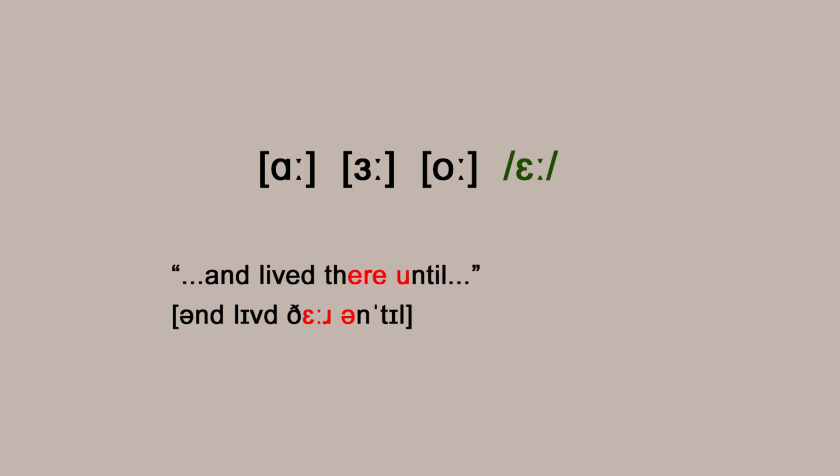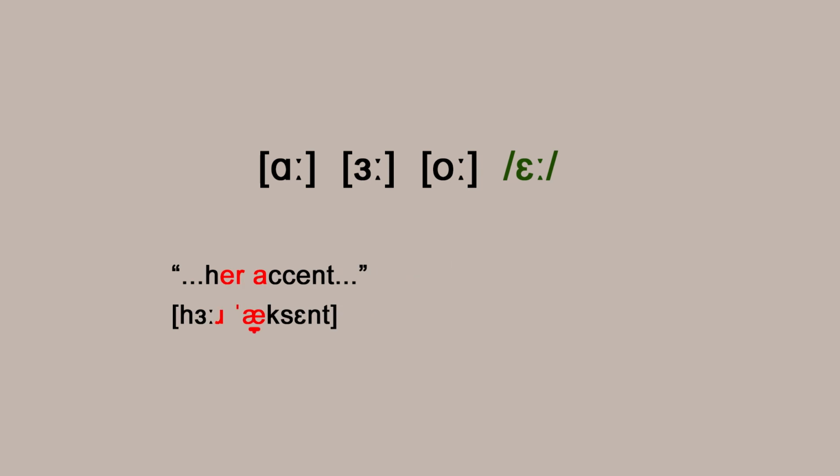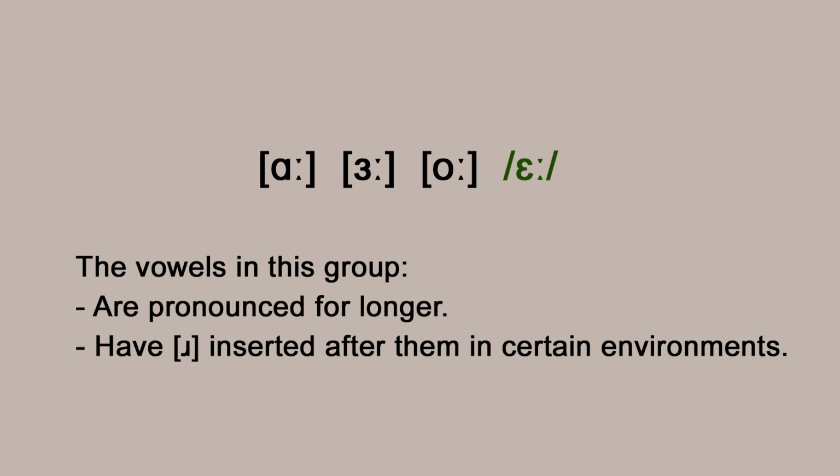Here we have yet another thing that drags these vowels together. When these vowels are immediately followed by another vowel at the start of a word, an r suddenly appears in between them, which causes the spoken words to resemble the written words a bit more. Lived there until her accent, more round. From the evidence we have here, which is still fairly limited, we can say that this group of vowels are pronounced for longer, and if they occur at the end of a word where the next word starts with a vowel, an r sound can appear after them.